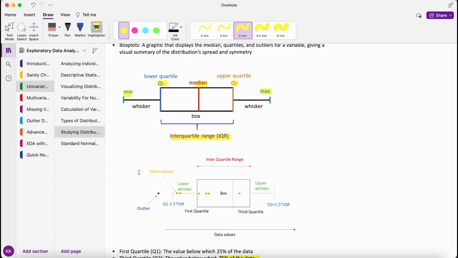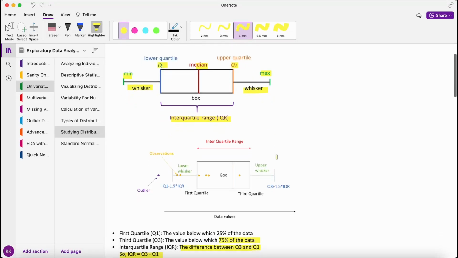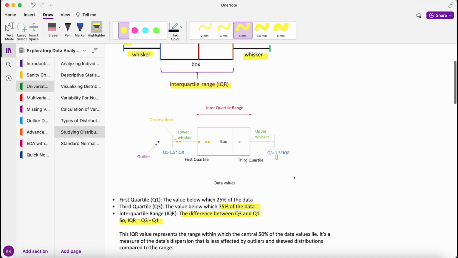The whiskers of the box plot extend from the quartiles to the minimum and maximum values that fall within 1.5 times the IQR. These lines represent the variability outside the upper and lower quartiles.